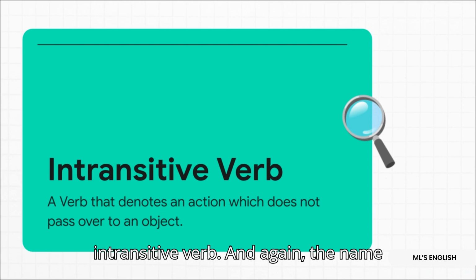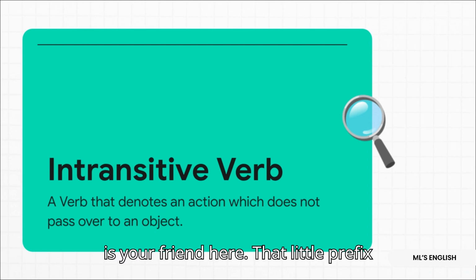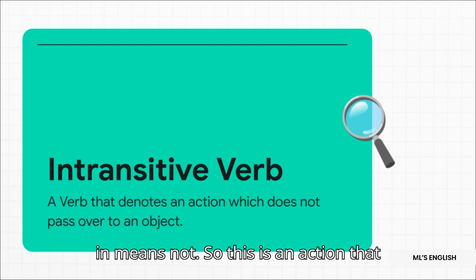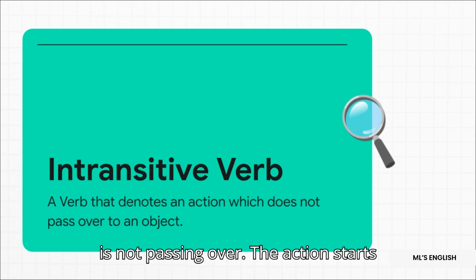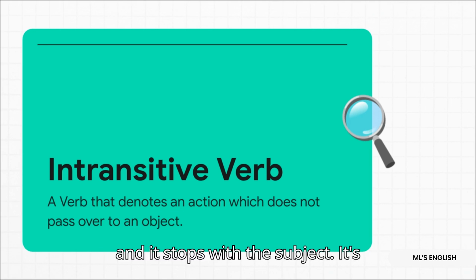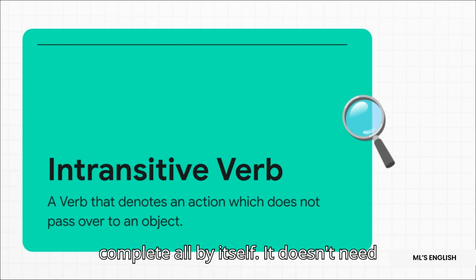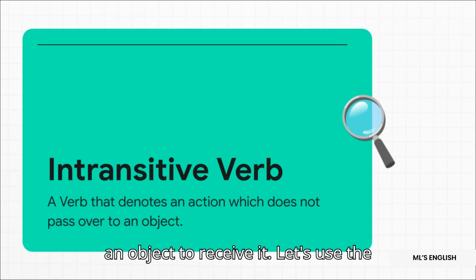And now for the exact opposite, an intransitive verb. And again, the name is your friend here. That little prefix, in, means not. So this is an action that is not passing over. The action starts and it stops with the subject. It's complete all by itself. It doesn't need an object to receive it.